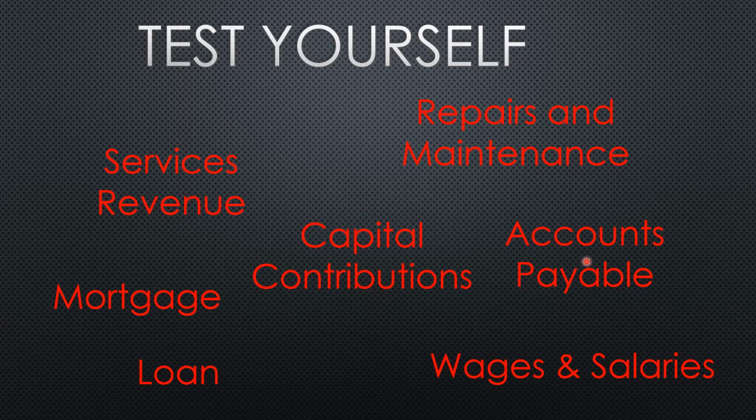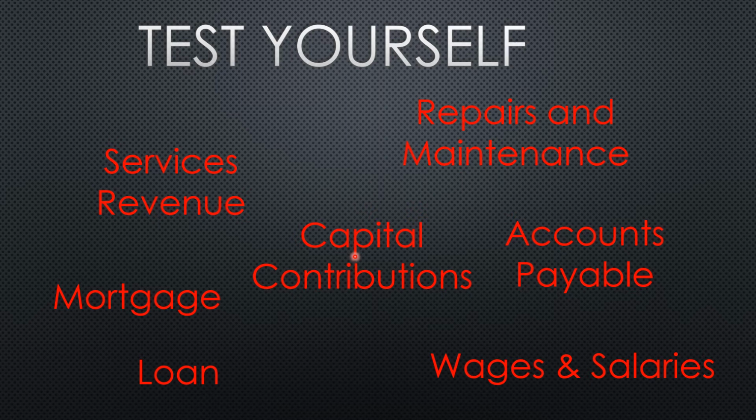Accounts payable are bills or organisations that we owe money to, and therefore are classed as liabilities, and liabilities have a credit nature. Wages and salaries is an outflow of money, and an outflow of money is called an expense, and expenses have a debit nature. Capital contributions. Capital contributions is an injection of assets or cash into the business by the owner, and therefore is a positive owner's equity. And in this case, capital contributions have a credit nature.